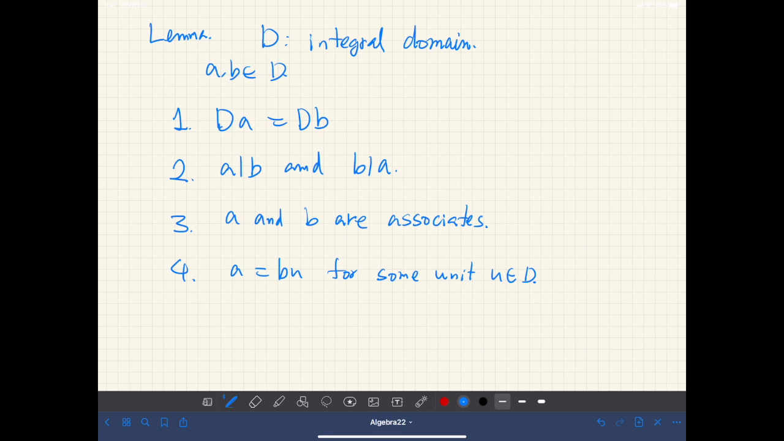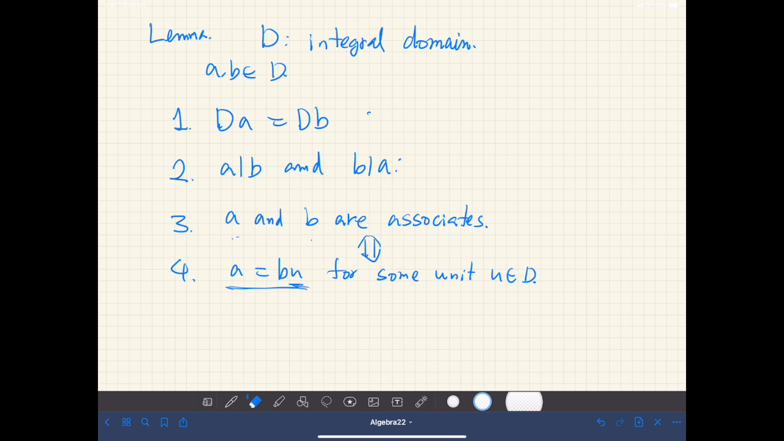Okay, and we can immediately see that 3 and 4 are equivalent because this is just the definition of associates, right? So A and B are associates if there exists some unit relating them like this. And 1 and 2 are equivalent from the previous lemma.